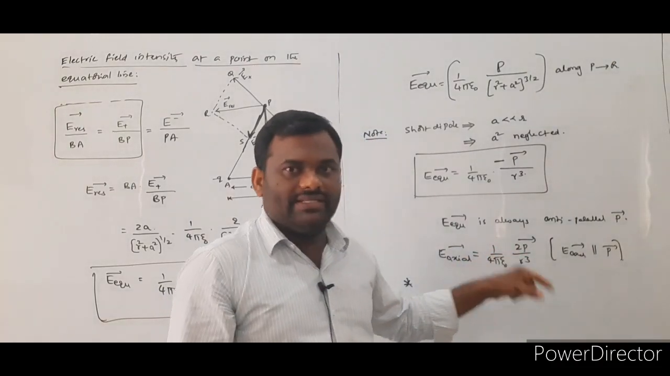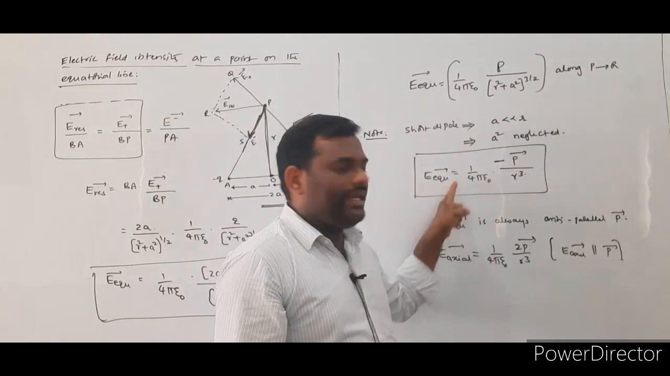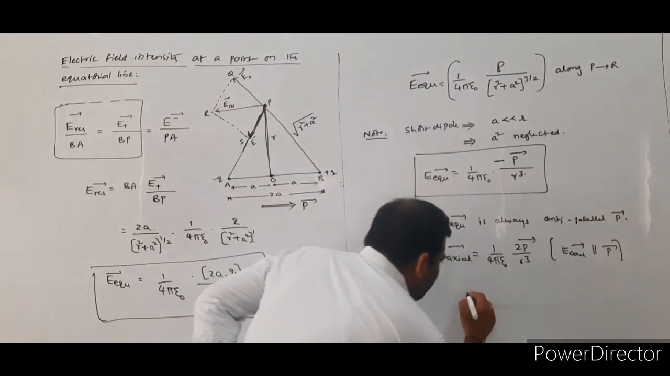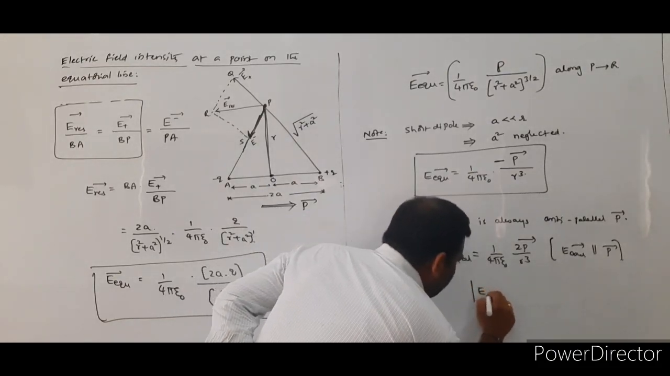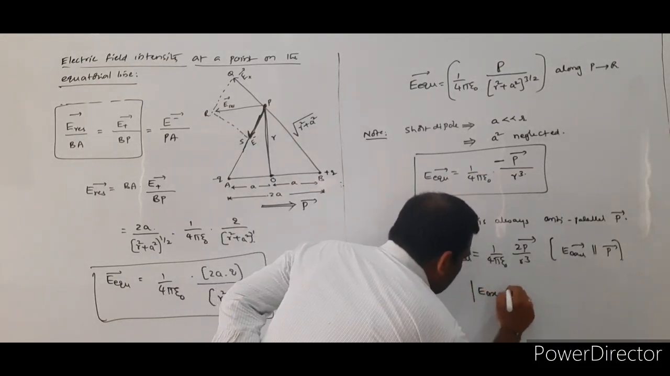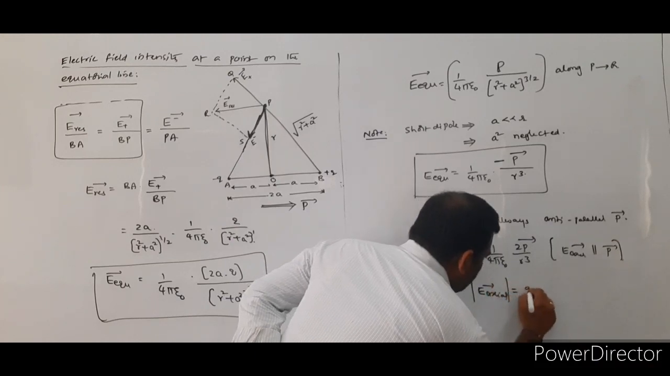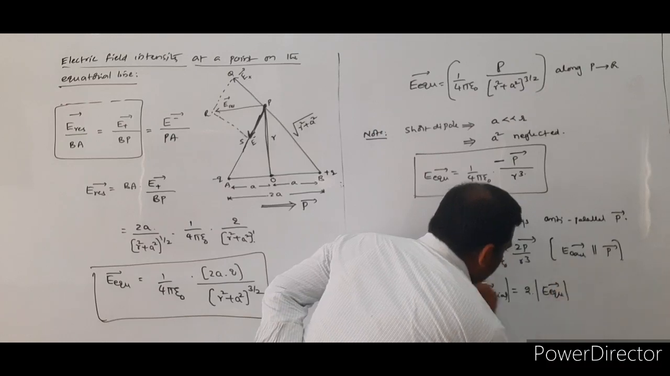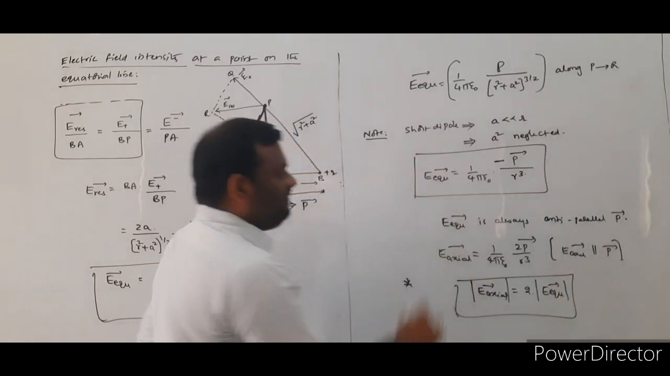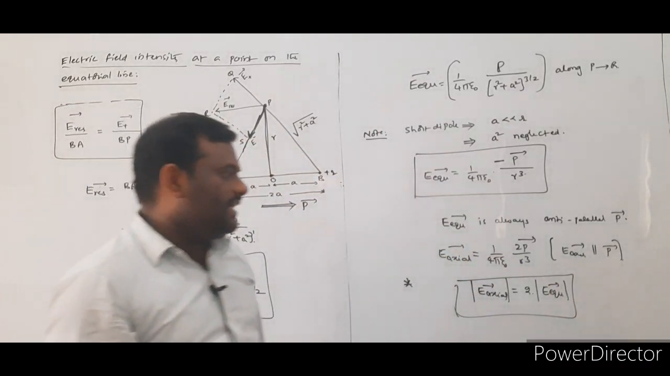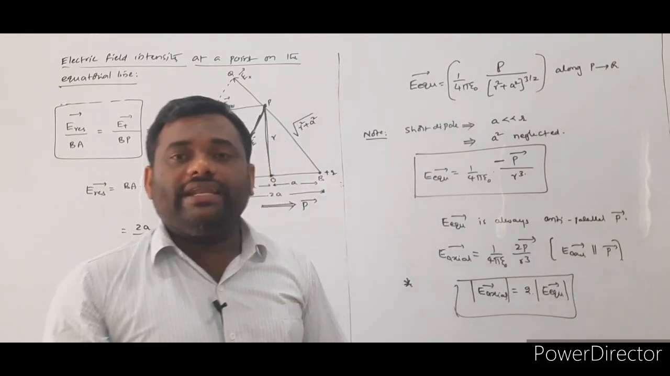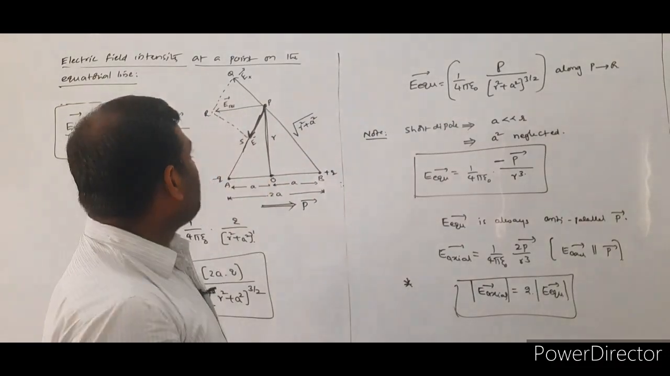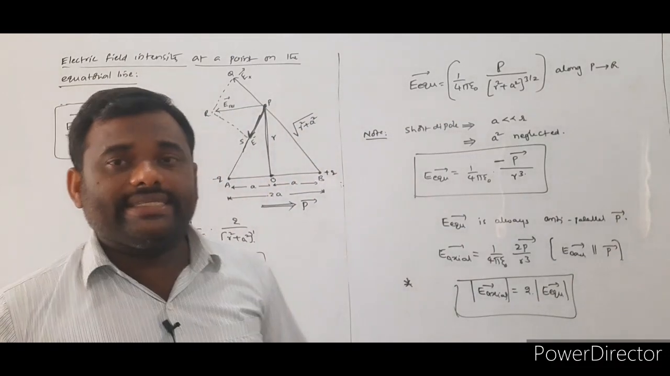The magnitude only we consider. In the case of the E equatorial, 1 by 4 pi epsilon naught p by r cube. So from this we will write that the magnitude of E axial is equal to twice the magnitude of E equatorial. So this is the relation between the electric field intensity on the axial line and the electric field intensity on the equatorial line.